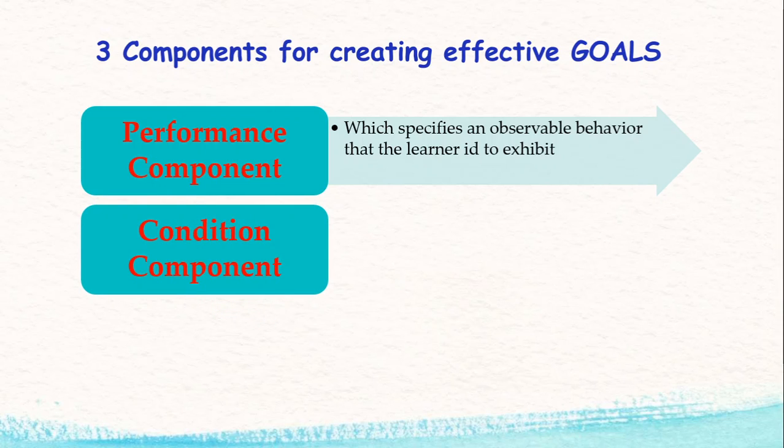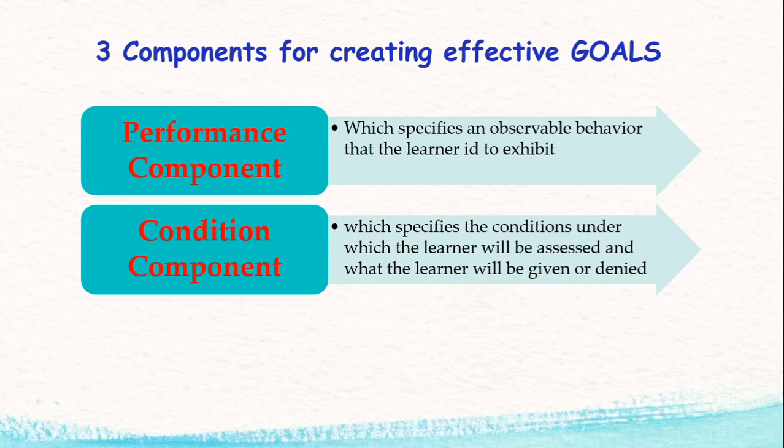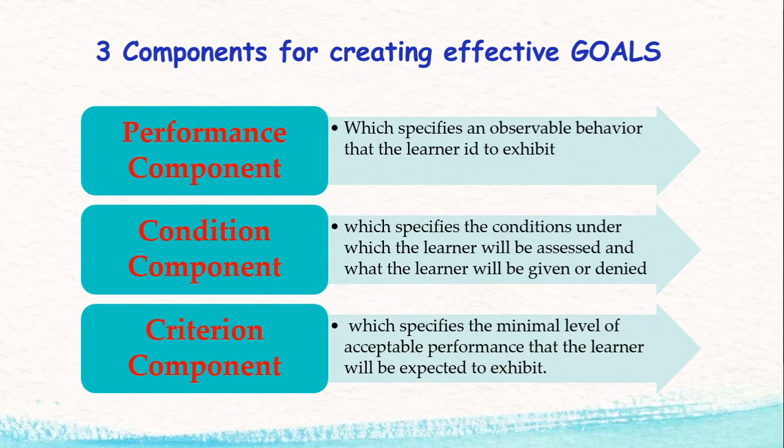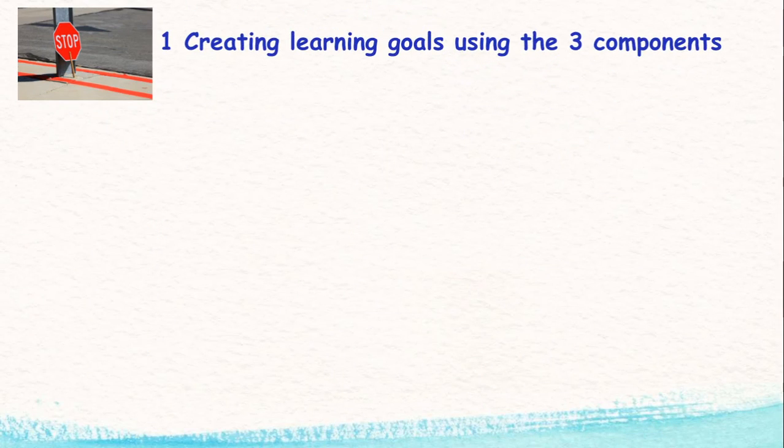The condition component specifies the condition under which the learner will be assessed and what the learner will be given or denied. Third, the criterion component specifies the minimal level of acceptable performance that the learner will be expected to exhibit. Step 1: creating learning goals using those 3 components.